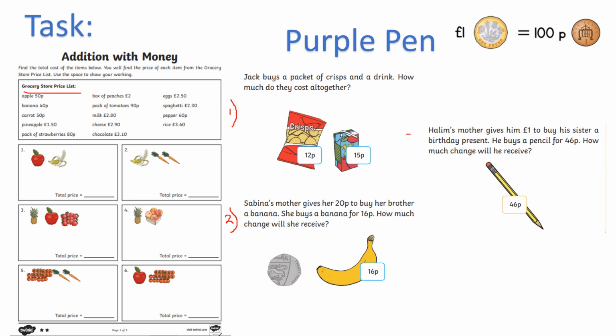And Halim's mother gives him £1 to buy his sister a birthday present. He buys a pencil for 46 pence. How much change will he receive? So he had £1 altogether, but he didn't spend all that money. He only spent 46 pence. So how much money will the shopkeeper give him?